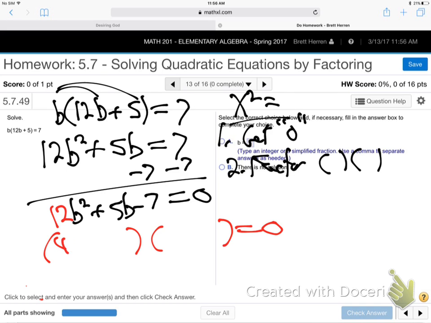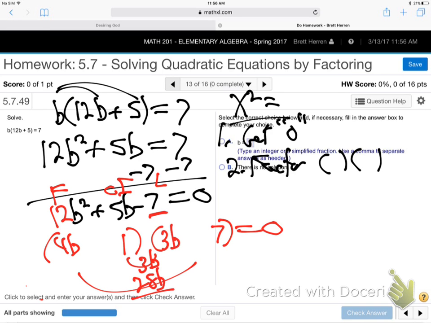So if you did 4 and 3, which is reasonable, you should try to start with 4 and 3 for the FOIL. And then what are you going to do to make 7 at the back? 1 times 7, right? Or 7, 1. If you do the 2 inner, 2 outer, it's just not going to work at all. 1 times 3b is 3b. 4 times 7 is 28b. 3 and 28, how's that going to make plus 5b in the middle? No way.